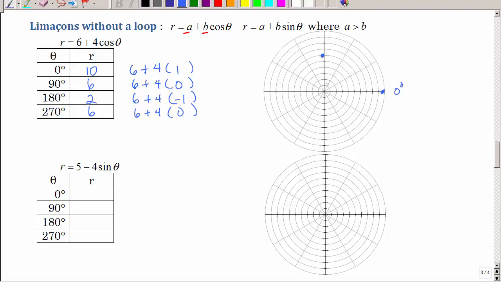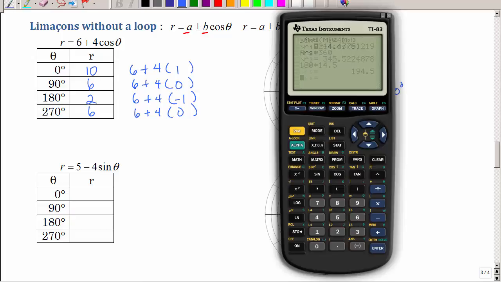we have here at 180. So kind of comes, it just kind of flattens here. I'm not doing a very good job, but it's good enough. Okay, that's really all I expect on a test. It does not go through the pole, does not have a loop.